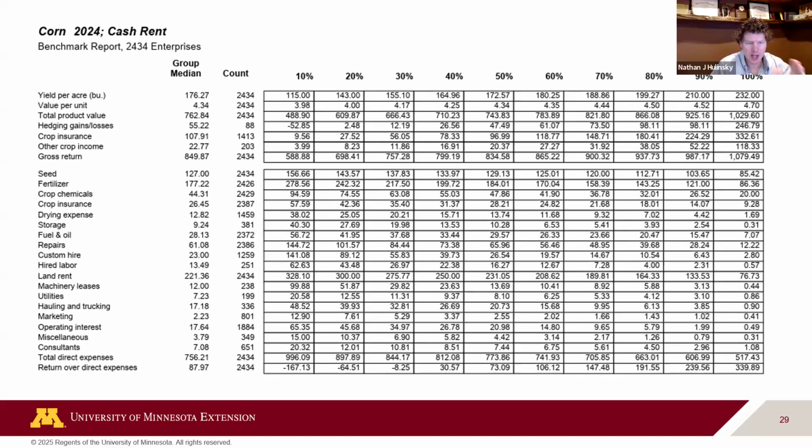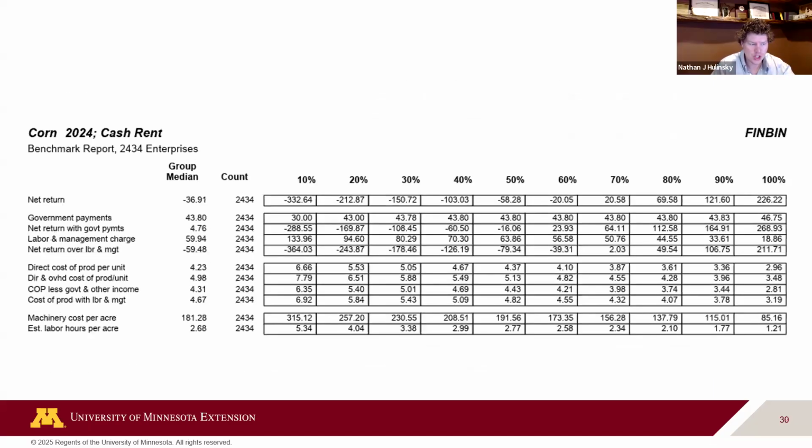So if we look at the top line of yield, the median is 176 bushels per acre. The bottom 10% of Minnesota corn farmers in 24 had 115 bushel corn. The highest 10% on the far right had 232 bushel corn. So that's the range we're seeing across the state of Minnesota.